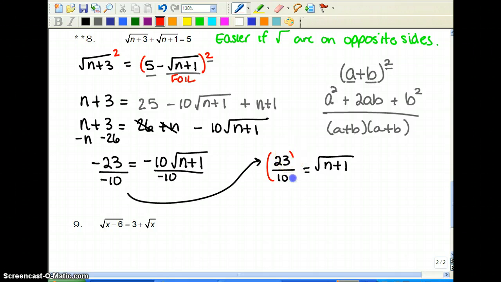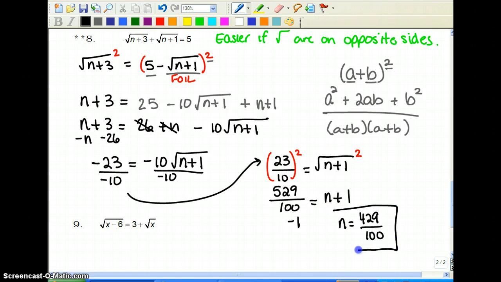Square both sides. Got to get rid of that radical. Well, use your calculator. 23 times 23 is 529 over 100 equals n plus 1. Subtract 1. And you get 429 over 100, which is a messy answer, but that's okay. Now you can check it on your calculator.